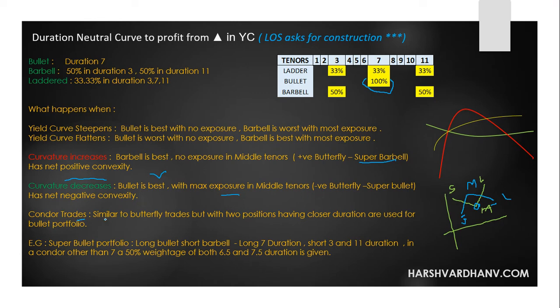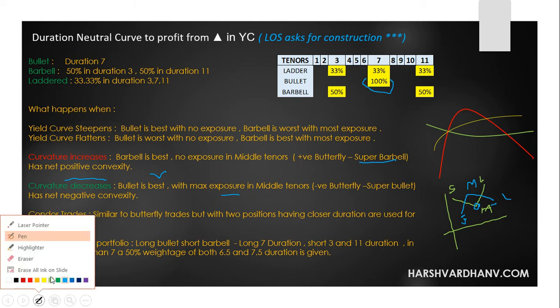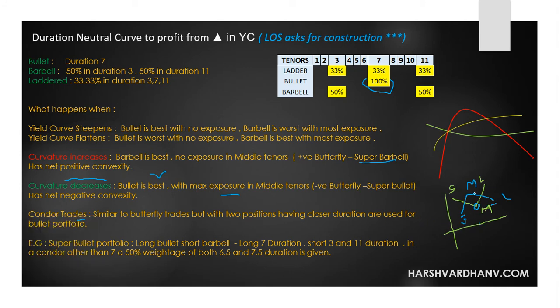What are condor trades? Similar to butterfly trades, but with two positions having closer durations are used for the bullet portfolio. So over here in the first strategy, the green one, we are longing the barbell and shorting the bullet. In the second one, we are longing the bullet, shorting the barbell.